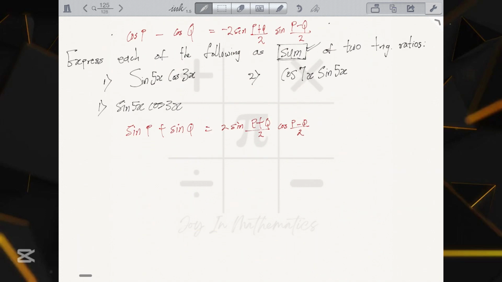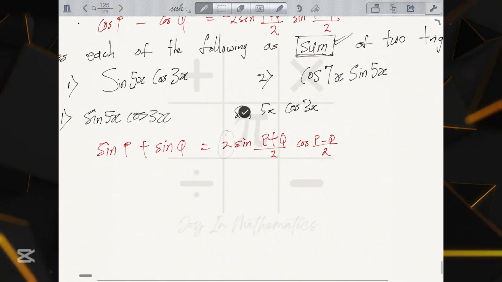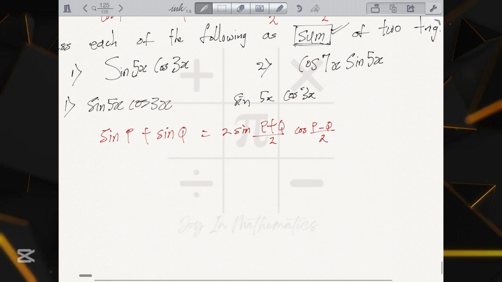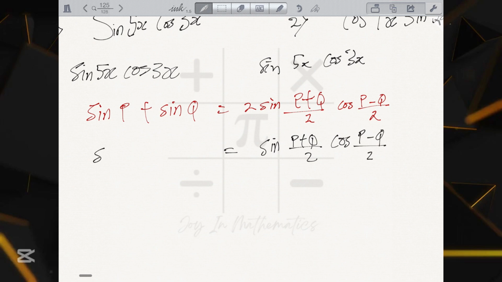Now the question we're given is sine 5x cos 3x. But in the formula, we have an expression of 2 here. So let's divide both sides by 2. Dividing both sides by 2, we will have sine P plus Q divided by 2, cos P minus Q divided by 2. And the left hand side will be sine P plus sine Q into 1 over 2.